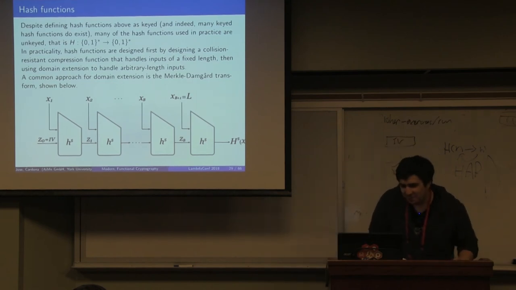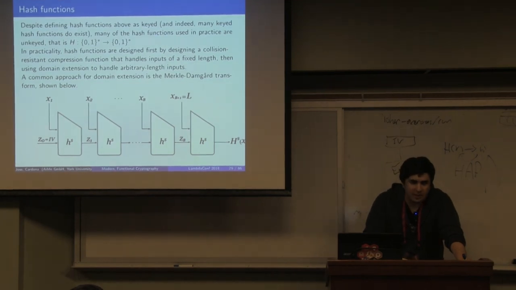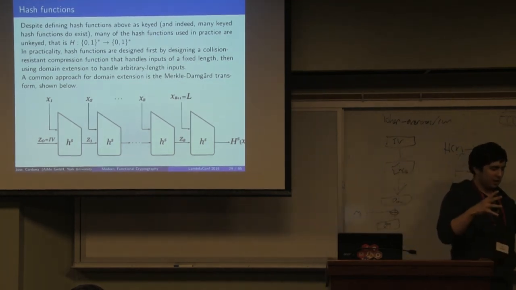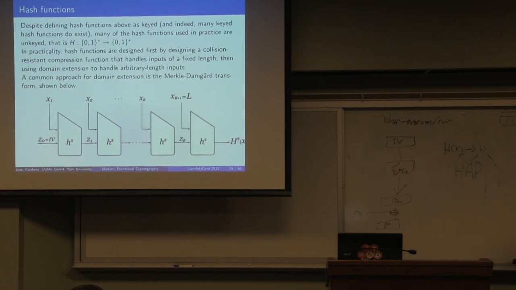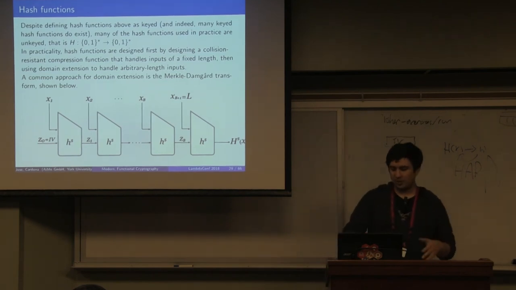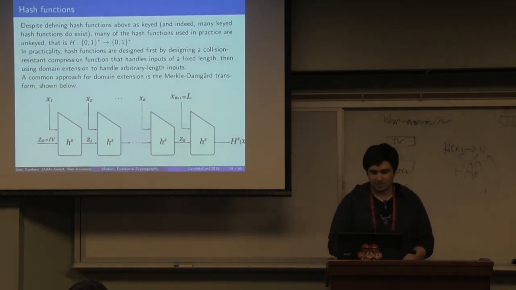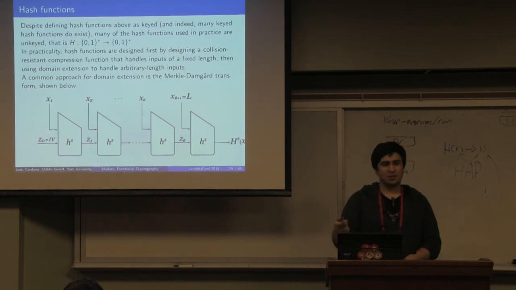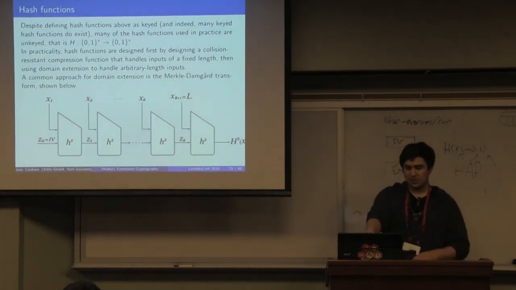You know that already. Because we talked about fixed-length compression functions, the way that we turn a fixed-length compression function into one that works with arbitrary lengths is something called the Merkle-Damgård transform. I don't know how to say that. Some Swedish stuff. It's a Merkle-Damgård transform, and this is essentially how it works.